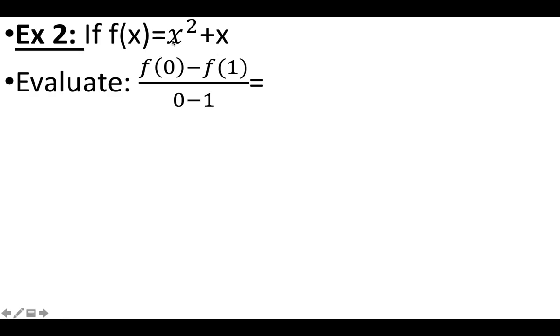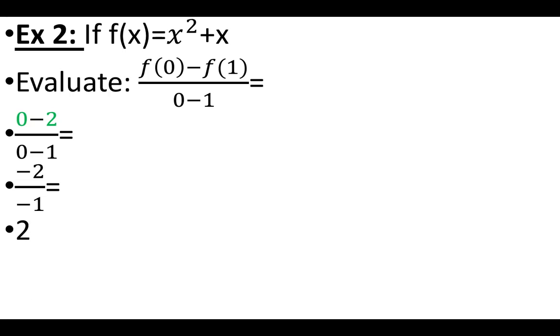So f of 0, 0 squared is 0 plus 0 is going to give me 0 right here, minus f of 1. I'm going to plug in 1. So 1 squared, 1 times 1 is 1 plus 1 is going to give me 2. So I got 0 for this one, and for f of 1 I got 2. And then don't forget to bring down that minus sign. Great, so 0 minus 2 is just negative 2. 0 minus 1 is just negative 1. Now you should remember that negative divided by negative gives me a positive number. 2 divided by positive 1 is just 2. And you're done with example 2.